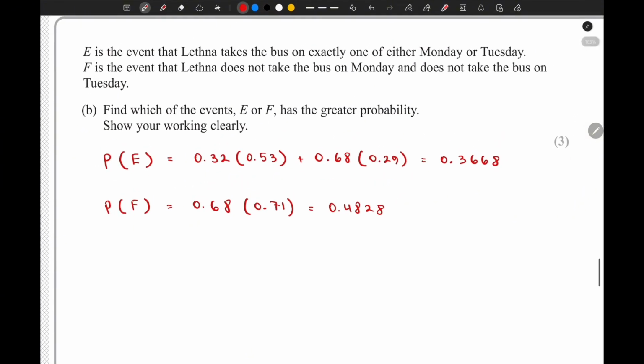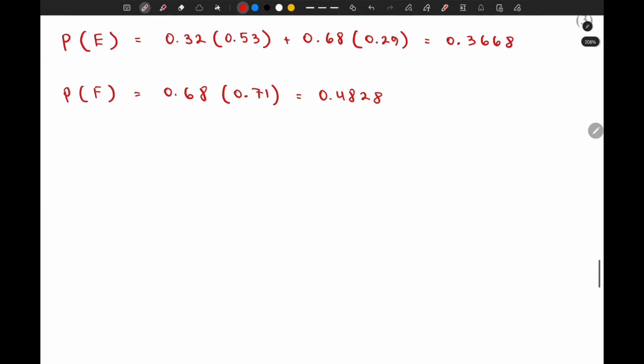Now the question is that we need to find which of the events E or F has the greater probability. We can clearly see from the calculation that F has the greater probability. So we can end with the conclusion that F has the greater probability.